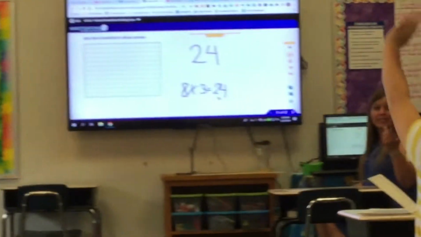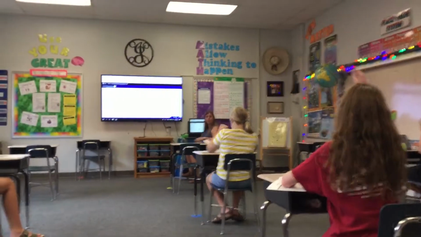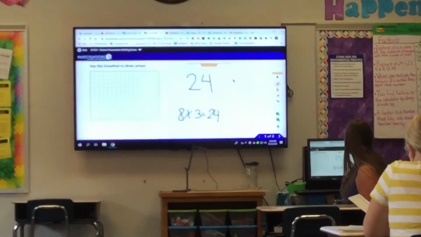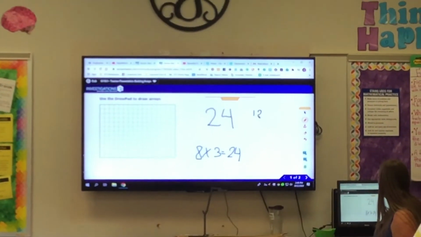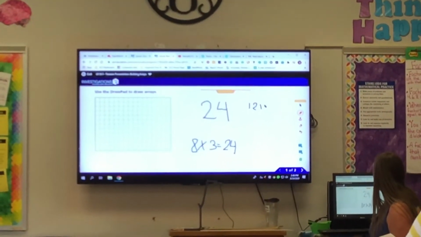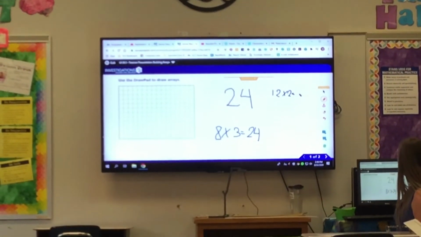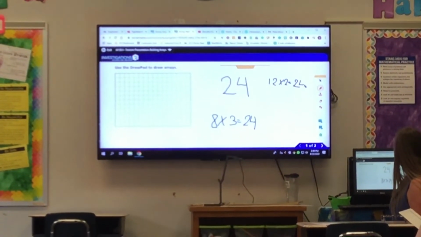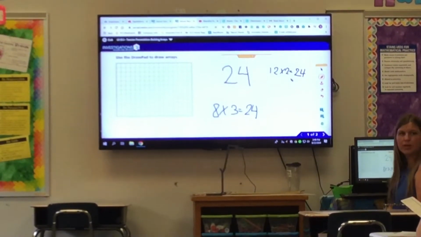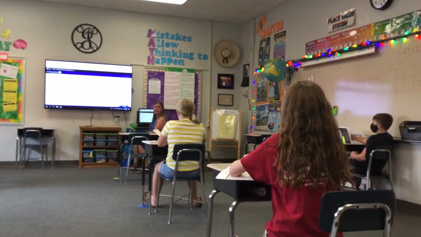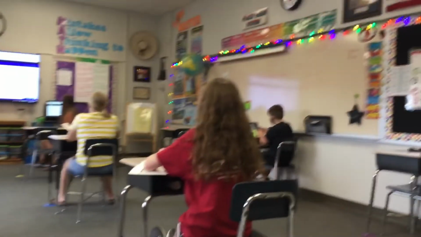Kimmy, did somebody get a different set of dimensions? Mackenzie? I did 12 times 2 equals 24. Okay, so you did 12 times 2 equals 24. Did somebody do something different? Oh, Bethany, what did you do? I did 6 times 4. Yeah. Okay, you did 6 times 4, y'all. Okay, that's another one. Sorry about my handwriting, it's hard.